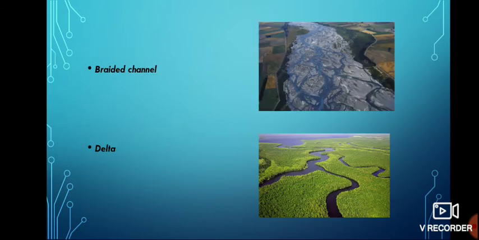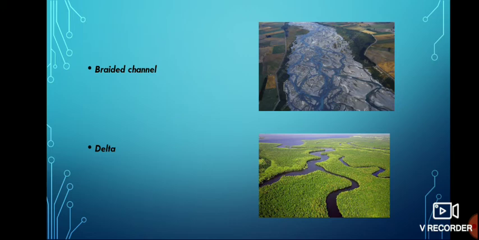Next is the braided channel. The deposition of sand and gravel in the channel forms obstacles to the flow of water and diverts it towards small narrow channels. These interconnected channels form a depositional feature called braided channels.